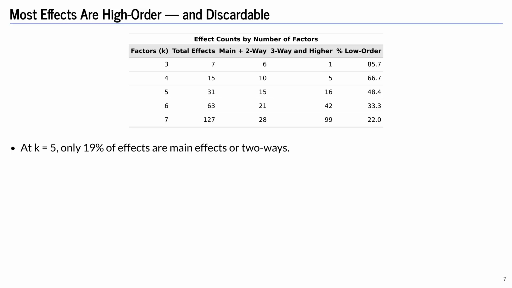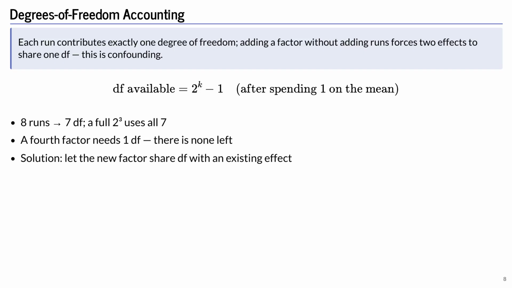The implication is stark. As the factor count grows, the full factorial spends an ever-increasing share of its degrees of freedom on effects that sparsity tells us to ignore. Fractionation simply makes that decision explicit at the design stage rather than the analysis stage. For our coating study, we are sacrificing the ability to cleanly estimate 16 high-order effects. Effects we would have discarded anyway. Now let us be precise about the mechanism. Every run in a factorial design contributes exactly 1 degree of freedom.